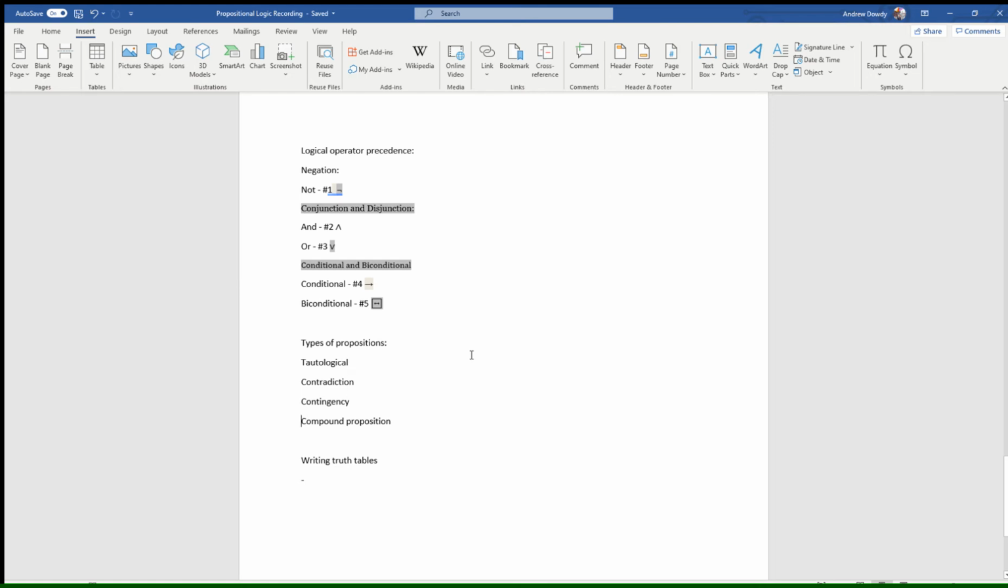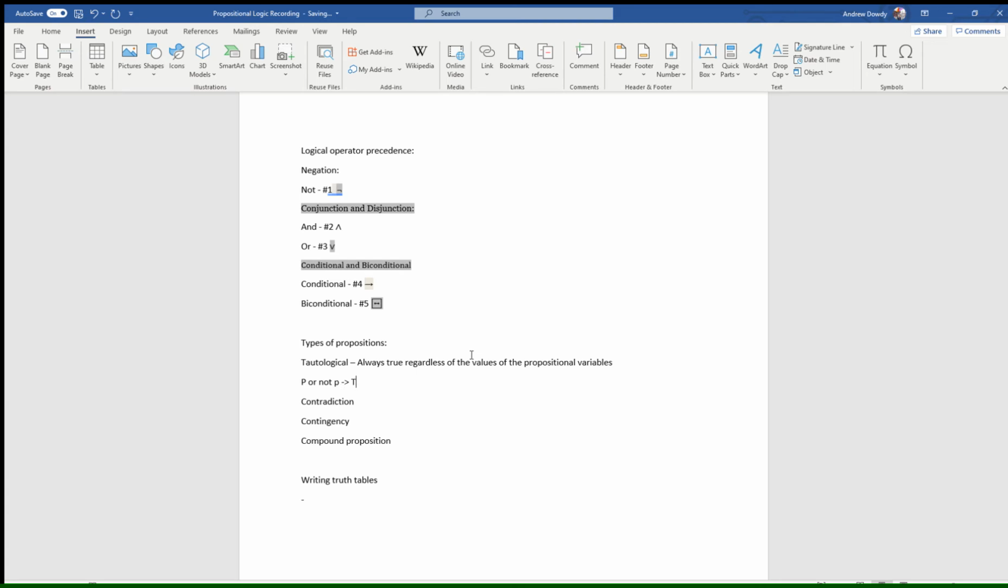Now, you notice we have 4 here. So, tautological propositions and contradictory propositions are quite important to understand. A tautological proposition is always true regardless of the values of the propositional variables. Now, an example of this would be P or not P. That will always be true.